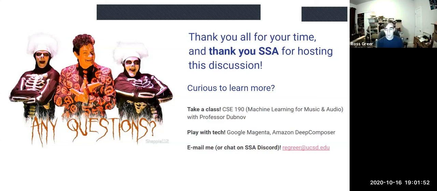And Amazon has created a product called Deep Composer, where you buy, I think it's under $100, this keyboard, and you can start playing your own music. And as long as you're plugged into an Amazon server, it will compose along with you as you go.